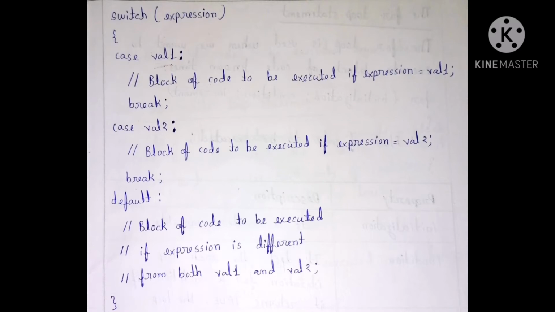Then break, then case value 2. The code of case value 2 will be executed if the expression is equal to value 2. Then break. If the expression is different from both value 1 and value 2, then it will execute the code of default body.